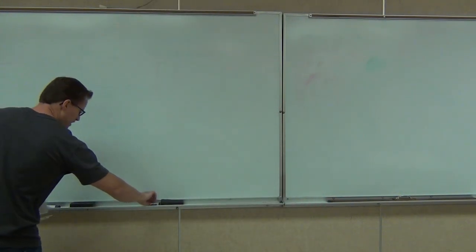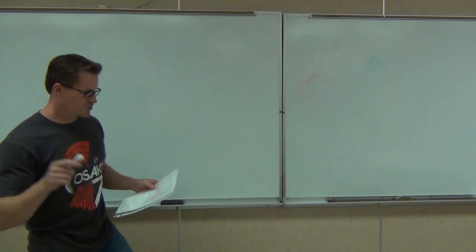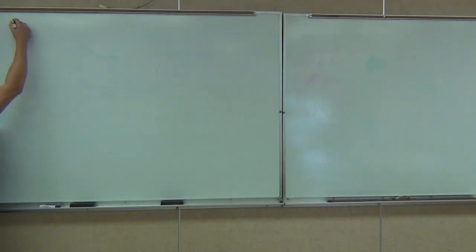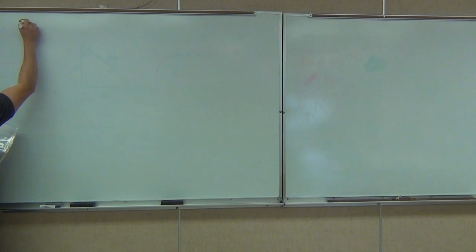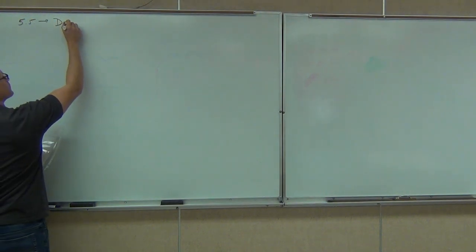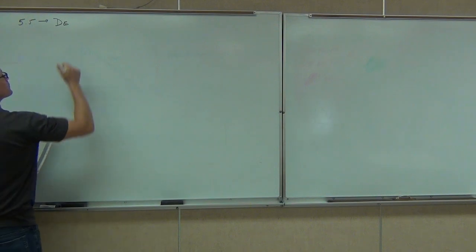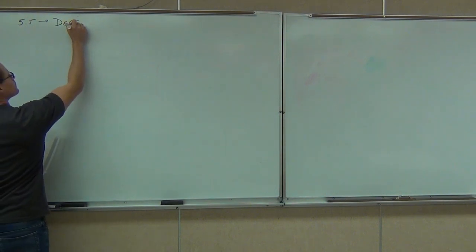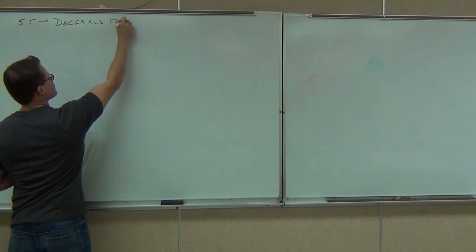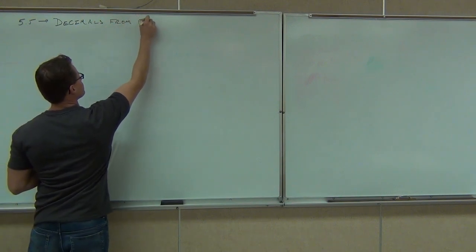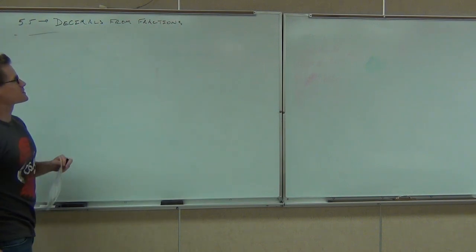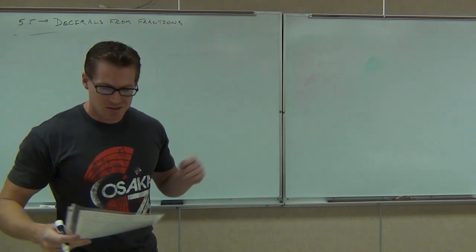We're going to talk about section 5.5. What we're going to do is change fractions into decimals and then work with supportive operations. So we're going to talk about how to get some decimals from some fractions. Let's talk about the first one.